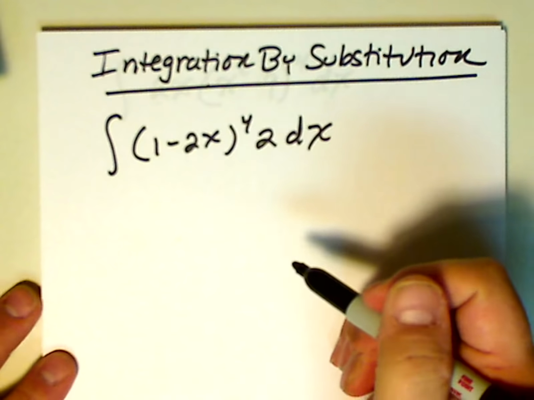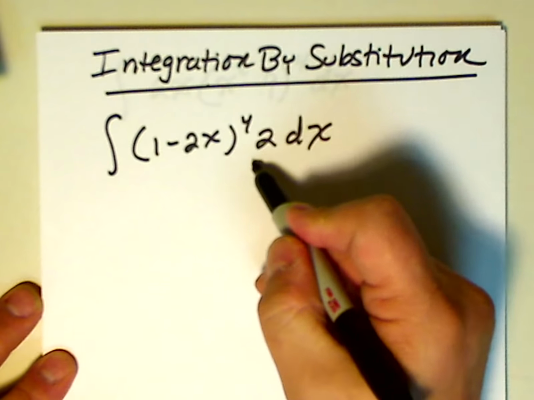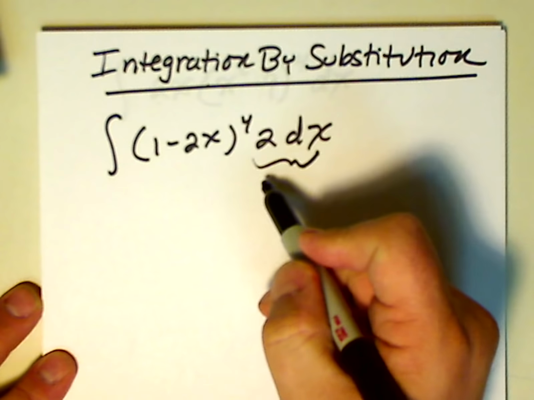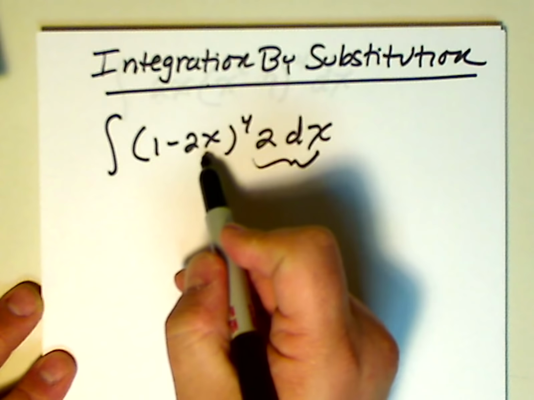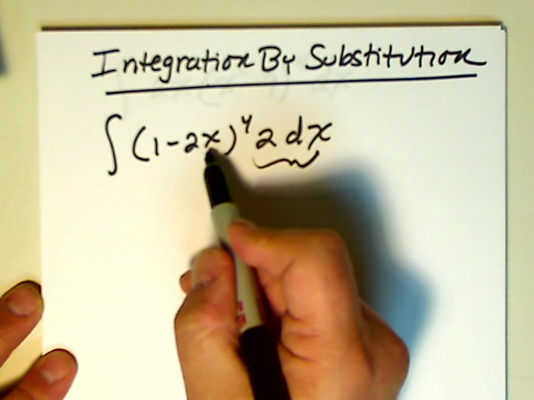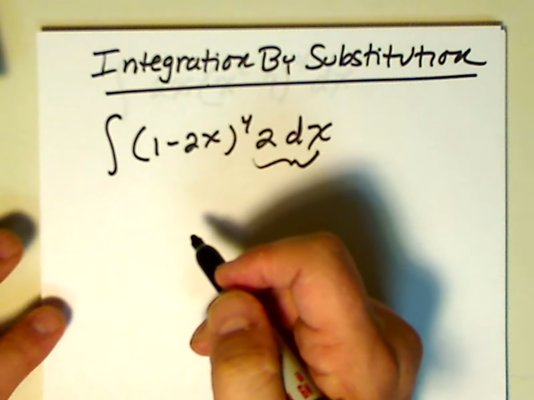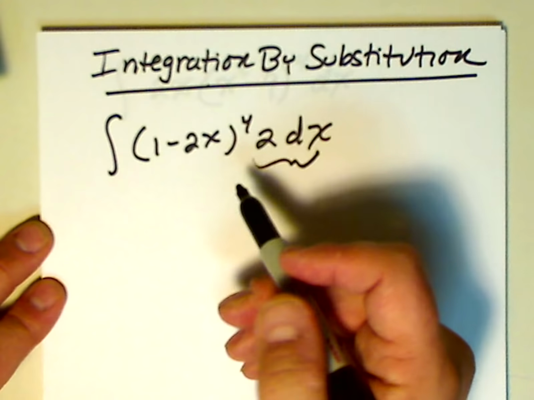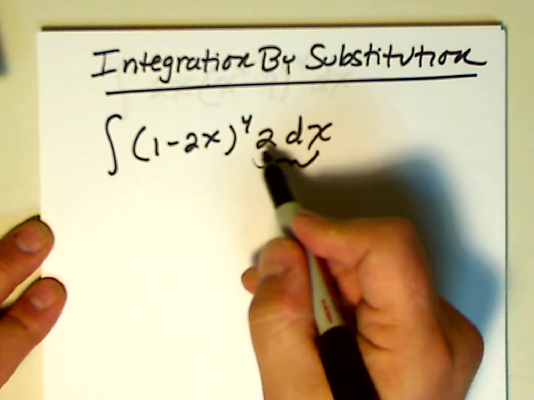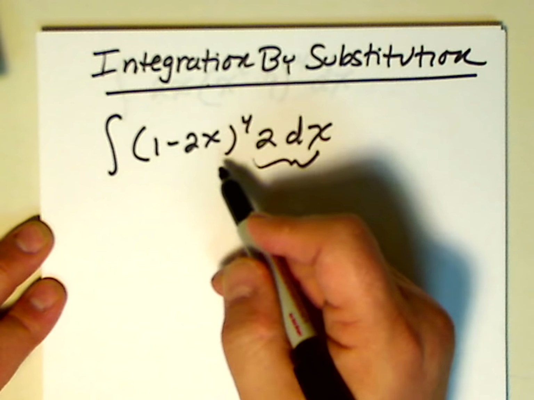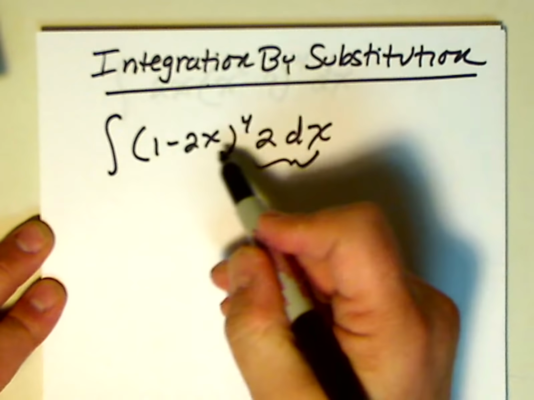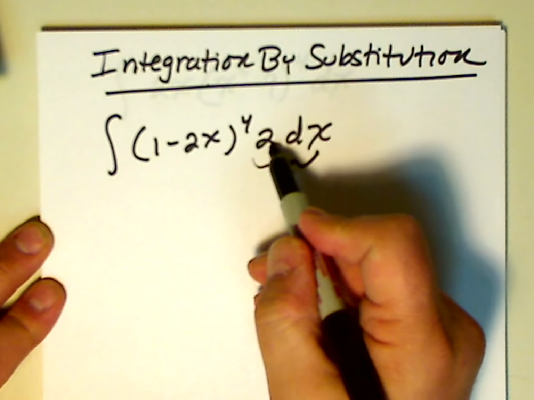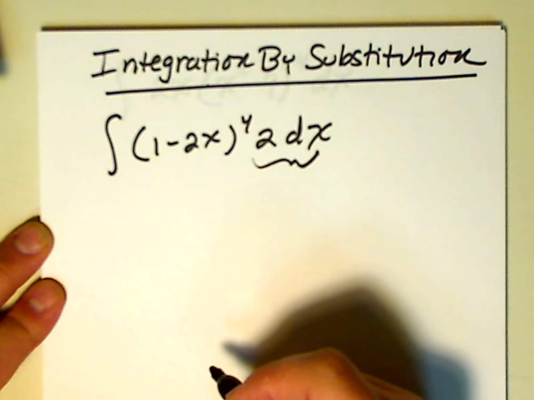Now, we see that we have a 2dx sitting out here, and in particular it's the 2 that I'm interested in. If we were to differentiate 1 minus 2x, the derivative of 1 minus 2x is negative 2. So that's what we're looking for, and in this case, we have 2. We can make this work for us. Even though the derivative is negative 2 and we have a 2 out here, we can make an adjustment for that.